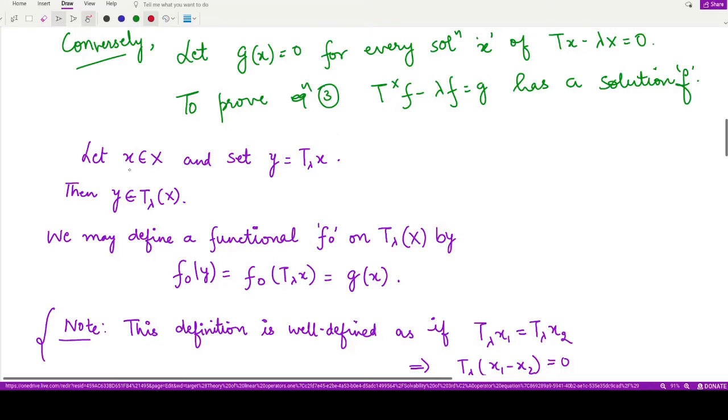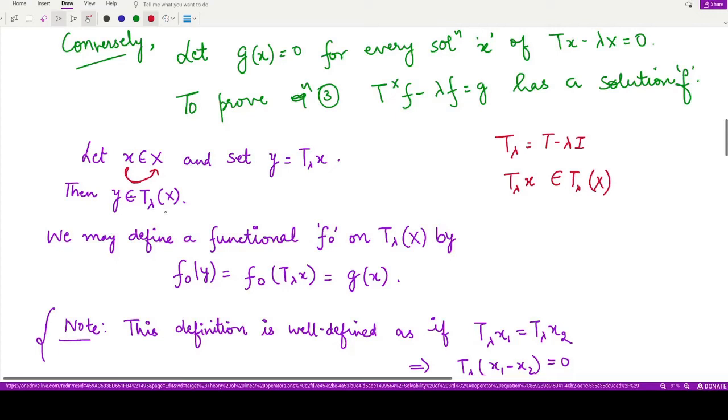So we assume x is some member of the normed space, and we substitute y is equal to T lambda of x. Remember what is T lambda? T lambda is T minus lambda I, right? So obviously if we apply T lambda onto some member x from the normed space, y would belong to the range of T lambda, because small x was some arbitrary member of this space.